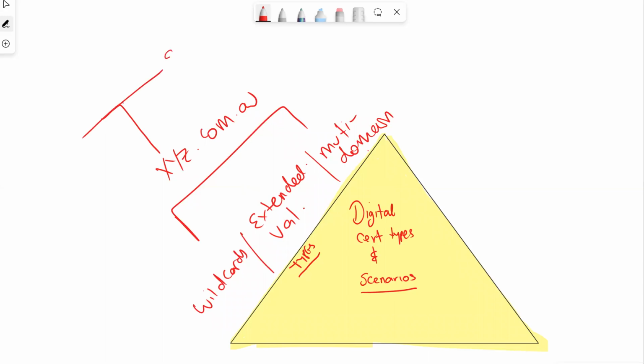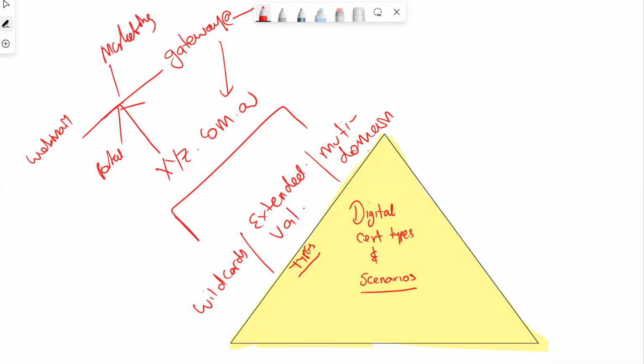So we may have to buy maybe a gateway at our organization, which is this. We may have to buy webmail. We may have to buy a specific portal page. We may have to buy a marketing page. May have to buy maybe a sales platform or a sales enabled page. So you can start to see the scale in which the subdomains start to grow.